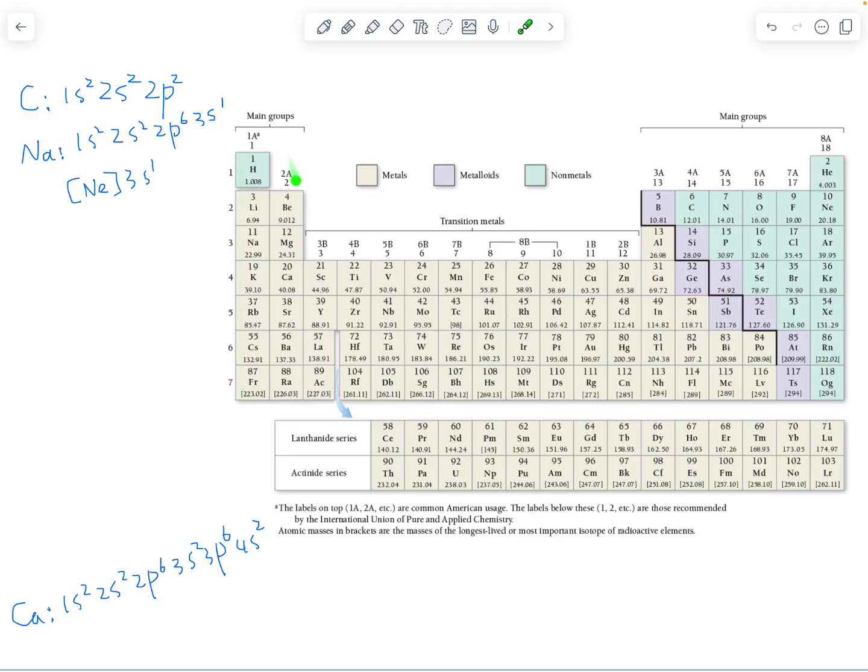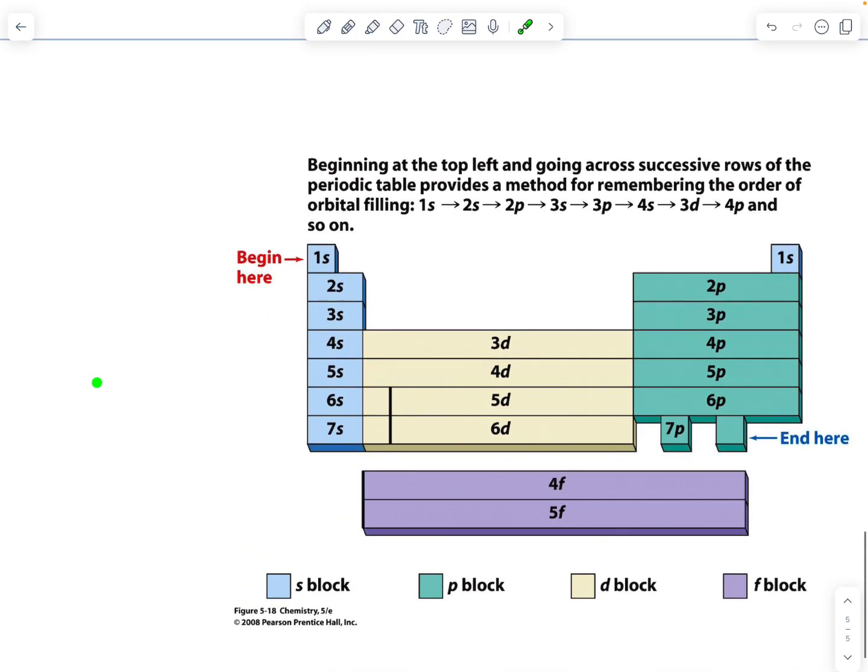Okay, the first two columns are the s block, where the valence electrons of each element are filled into the s orbital, and these are your p block, where the valence electrons are filled into the p orbital. This is your d block, and this is your f block, where you fill electrons into the f orbital.